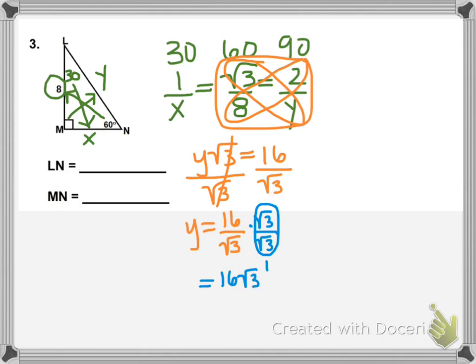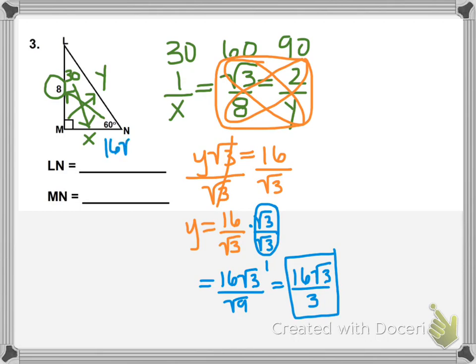Square root of 3 times square root of 3 in the denominator is square root of 9. And square root of 9, remember, is 3. So 16 square roots of 3 over 3. Look at your two outside numbers, 16 and 3. Those do not simplify. So this means that this is the length of y. And y was LN, so LN is 16 square roots of 3 over 3.